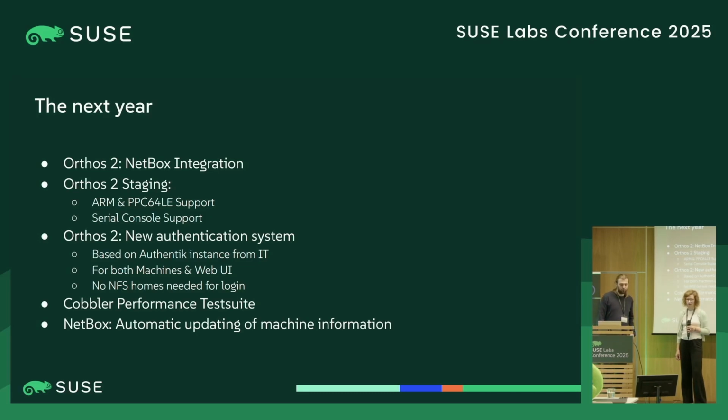Other than that, due to last year's performance regressions in Cobbler, we have decided to run the Cobbler performance test suite on pull requests on GitHub upstream, to prevent regressions from being merged into Cobbler, even in the development version. In retrospect, I spent multiple months fixing those, and this is an effort we could have prevented if we had known upfront. And other than that, we will be working on automatically updating machine information inside Netbox, because we don't want to manually enter all the information for each machine and keep it up to date, as this is a very automatable task.